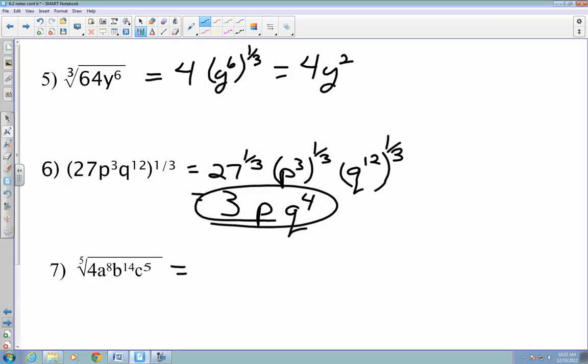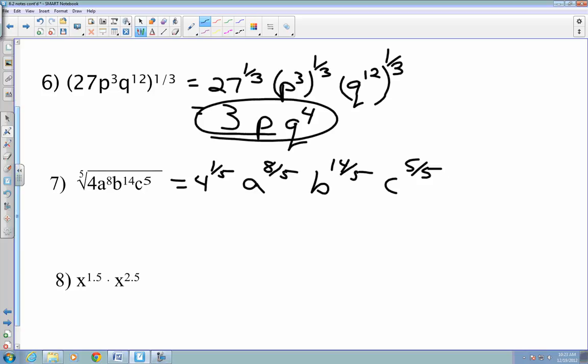So actually I'm going to rewrite this with fractional exponents, and then we're going to put it back into radical form. So I've got 4 to the 1/5. We've got a, and here's how you write this, 8 over 5. B to the 14 over 5. And C to the 5 over 5. Now, if you're one of those people that can visualize these without doing this particular step, that's okay. If you're not, make sure that you do that.